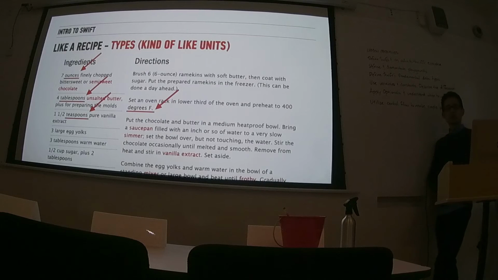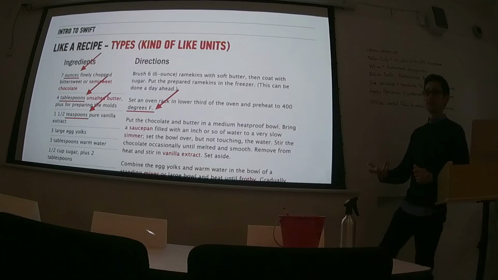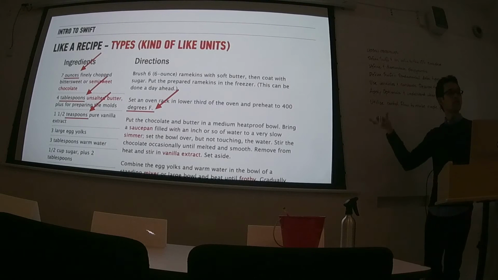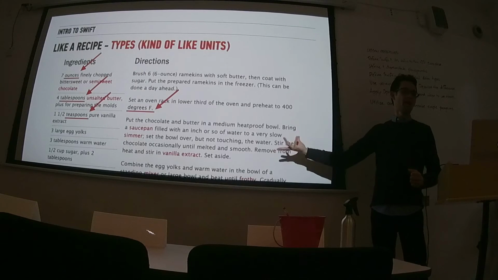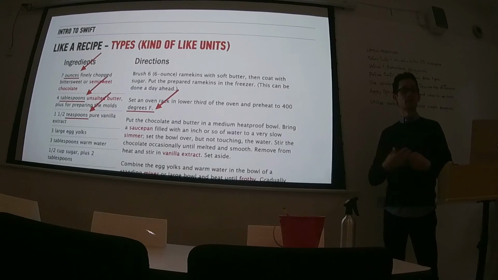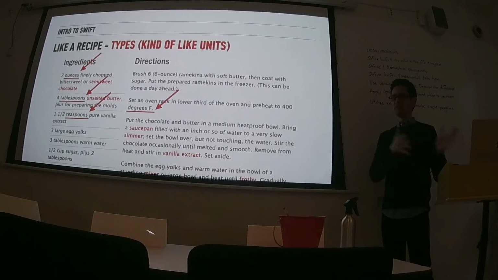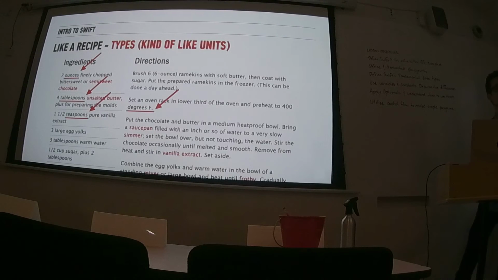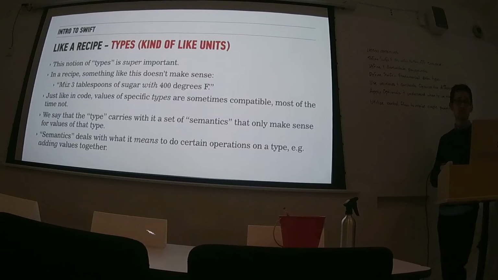Types. In computer code, there's this extremely important notion of a type. And for recipes, it's kind of like units. Ounces, tablespoons, teaspoons, degrees Fahrenheit. Every value that we see in a recipe is qualified by that. You rarely ever just see a number in a recipe, like 4. It's always for something, right? 4 tablespoons, 4 cups, 4, I don't know, potatoes, or something like that. So that notion of a type is extremely important.